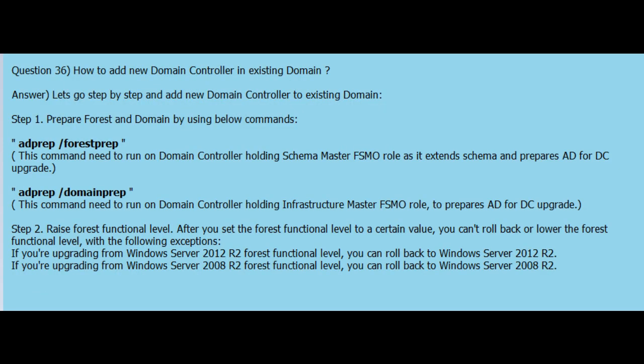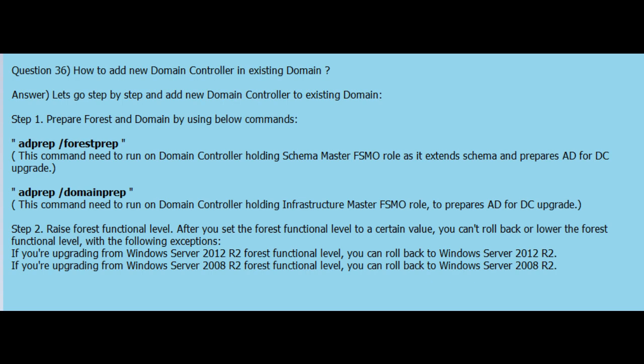Question 36. How to add a new domain controller in an existing domain? Answer. Let's go step by step and add a new domain controller to an existing domain. Step 1. Prepare forest and domain by using the commands below. adprep /forestprep. This command needs to run on the domain controller holding the schema master FSMO role as it extends the schema and prepares AD for DC upgrade. adprep /domainprep. This command needs to run on the domain controller holding the infrastructure master FSMO role to prepare AD for DC upgrade.